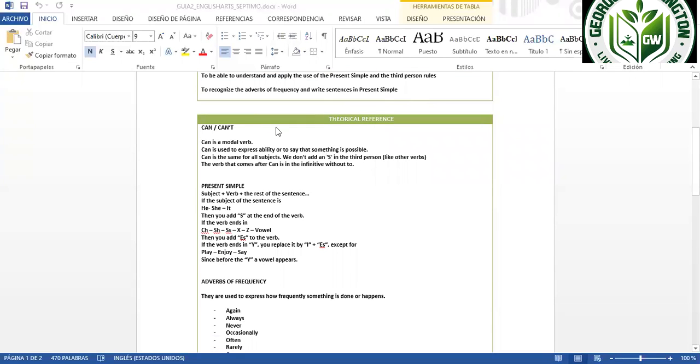So here in the theoretical reference, there's a little explanation about can and can't. Can is a modal verb. Can is used to express ability or to say that something is possible. Can is the same for all subjects. We don't add an S in the third person like other verbs. The verb that comes after can is in the infinitive without to. So this is basically a review. I already explained this information in the previous lesson. However, I'm going to share with you some of the examples.